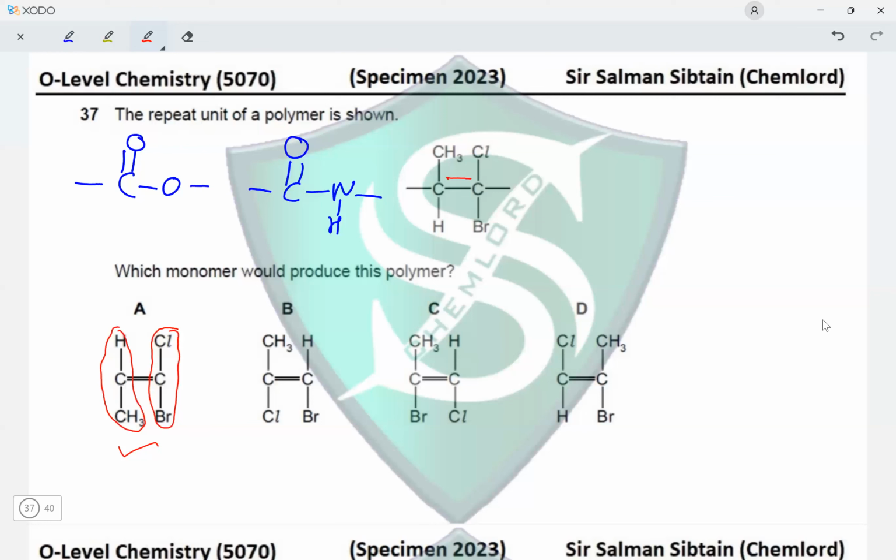Let's look at the incorrect options. Option B is incorrect because instead of the chlorine and bromine atoms being present on the same carbon atom, they are present on two different carbon atoms. Same situation in option C, chlorine and bromine are present on two different carbon atoms, and the same situation in option D, chlorine and bromine are present on two different carbon atoms, whereas in the repeat unit, they are present on the same carbon atom. Thus, option A is the correct option for this question.